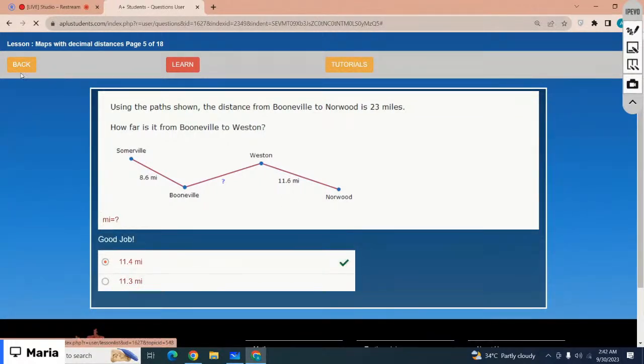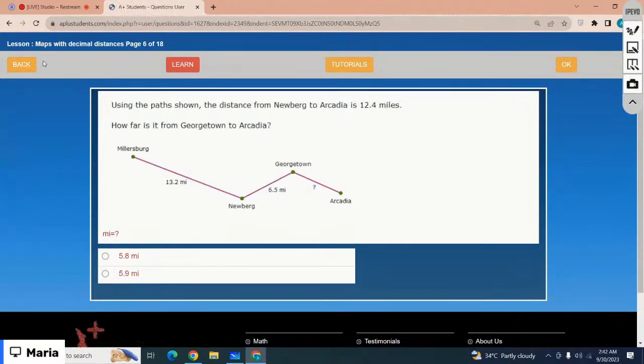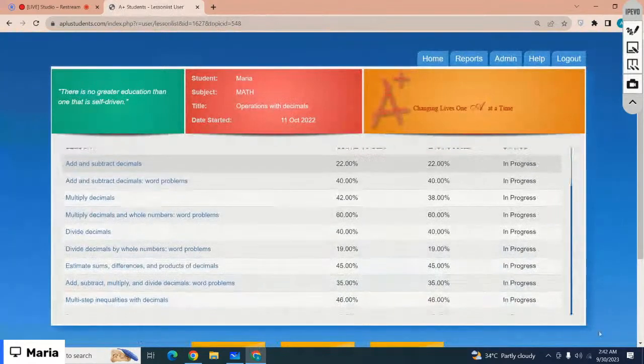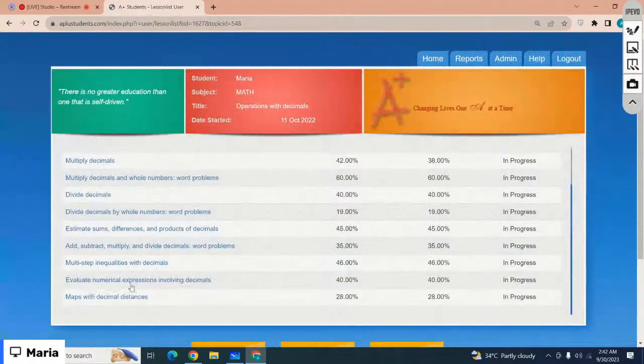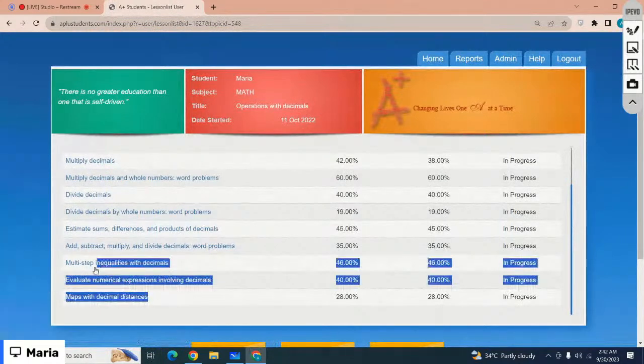So we are working on grade 7 math. The chapter we're working on is operations with decimals, and the lessons we have covered today are multi-step inequalities with decimals, evaluate numerical expressions involving decimals, and maps with decimal distances, right? So please make sure before the next session you complete all the practice questions for the lessons we did today. So if you need more help with any of the lessons, you can contact any tutor on the Skype.